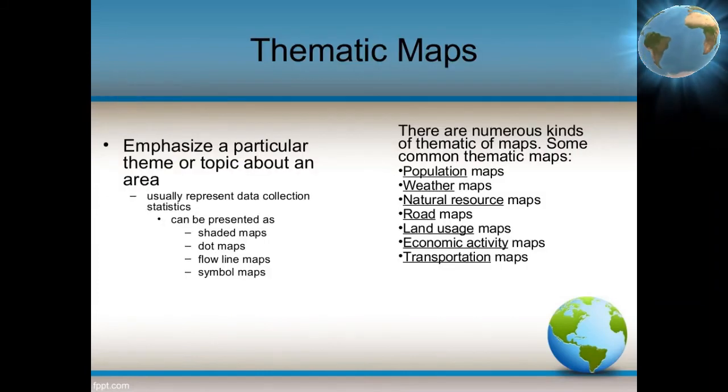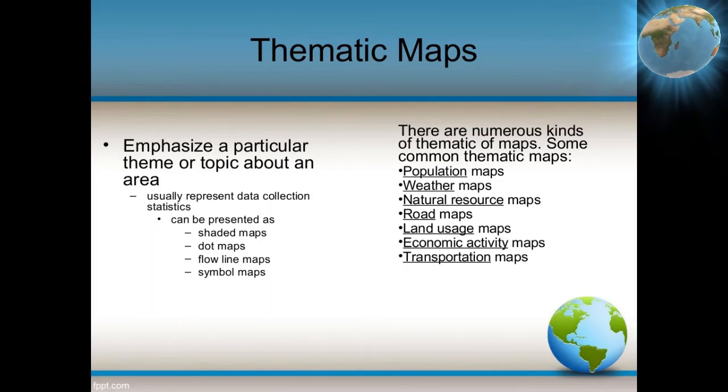Then next are the thematic maps. They emphasize a particular theme or topic about any area. They usually represent data collection statistics and can be presented as shaded maps, dot maps, flowline maps, symbol maps, etc. And they basically show things about a particular theme, a particular object.